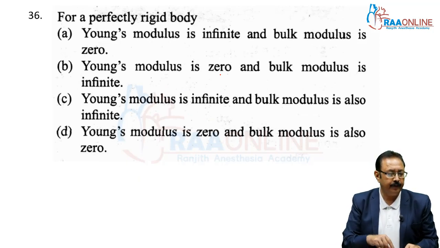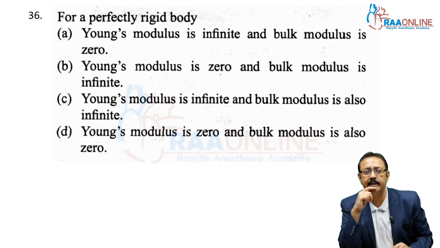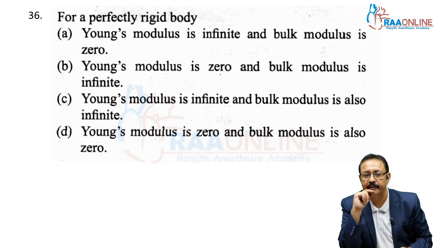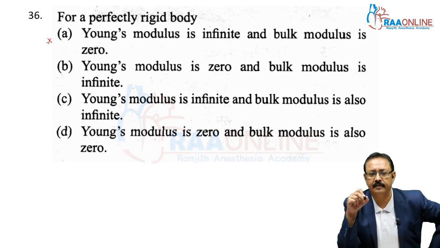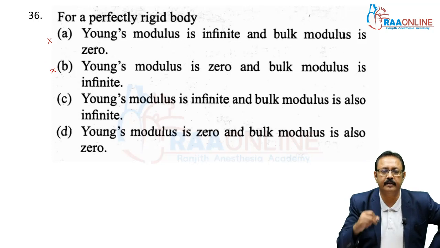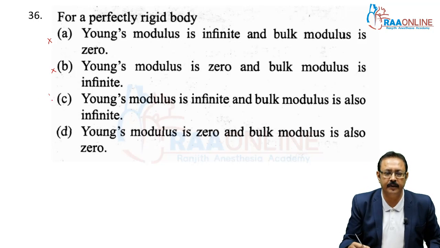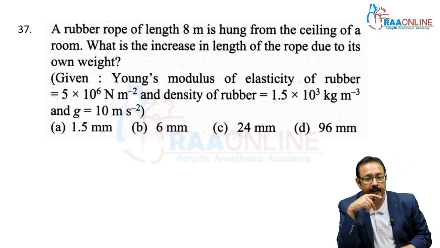Next, in a perfectly rigid body, Young's modulus is infinite, good, and bulk modulus is 0, same concept is there. If it is a perfectly rigid body, change in volume also should be 0, so it should be infinity. So we are not going with A. Young's modulus should be infinite, not going with B. Young's modulus is infinite and bulk modulus is also infinite. So I am going with C. Concept I explained to you.